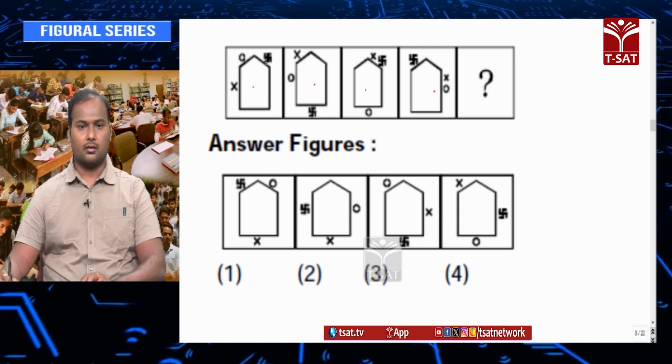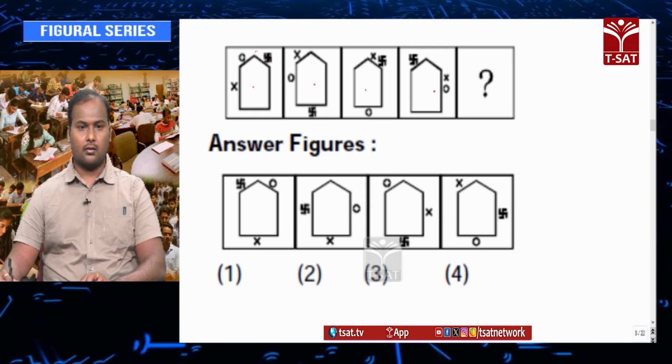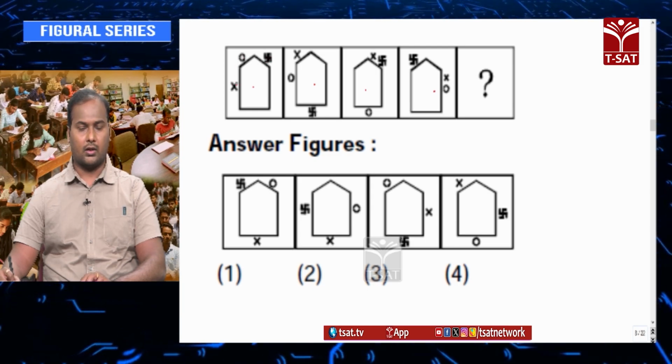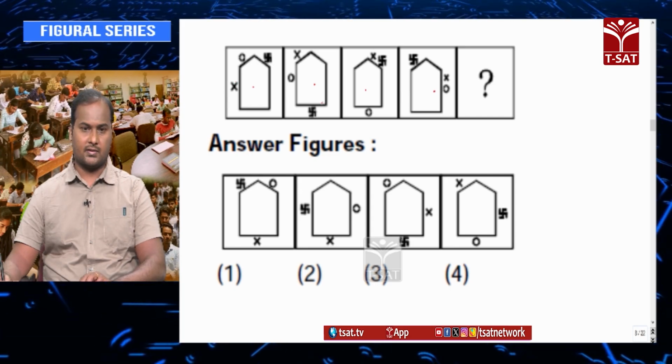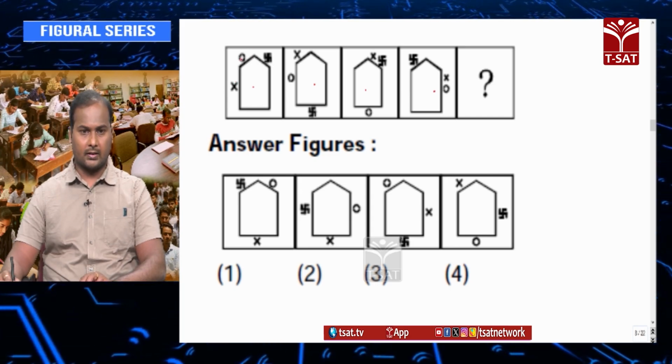The outside square, circle and cross, these three are changing. We need to observe how these are changing. First I take the circle.